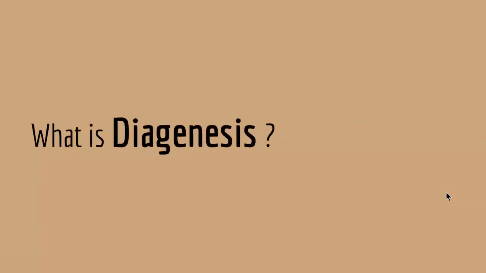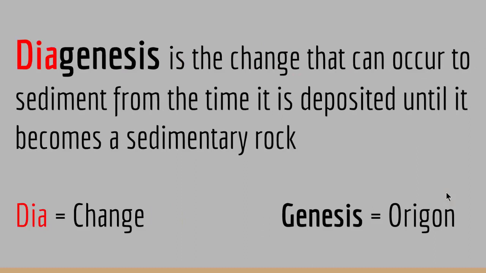So what is diagenesis? Well, diagenesis is the change that can occur to sediment from the time it is deposited until it becomes sedimentary rock. When sediments get deposited, they get heat and pressure, and due to this heat and pressure, they change and become sedimentary rocks. Usually diagenesis happens in the upper few kilometers of the crust because at that region pressure and temperature is quite enough to turn sediments into sedimentary rocks.